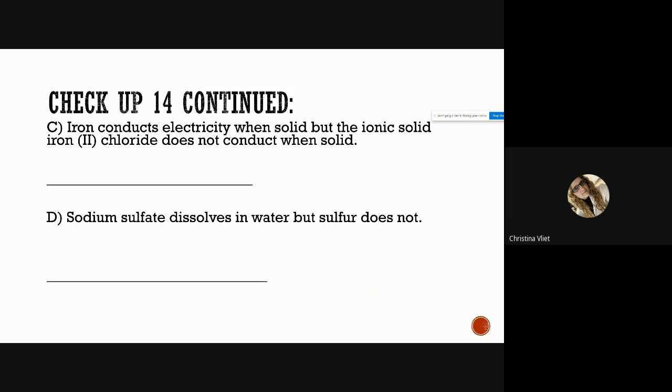All right, iron conducts electricity when solid, but the ionic solid iron(II) chloride does not conduct electricity when solid. Why? All you have to say is iron is a pure metal, whereas iron(II) chloride is ionic. Remember, metal and non-metal is ionic.